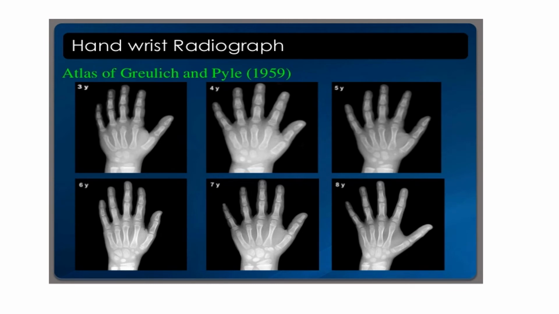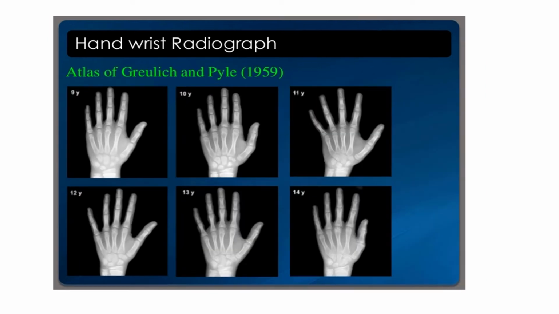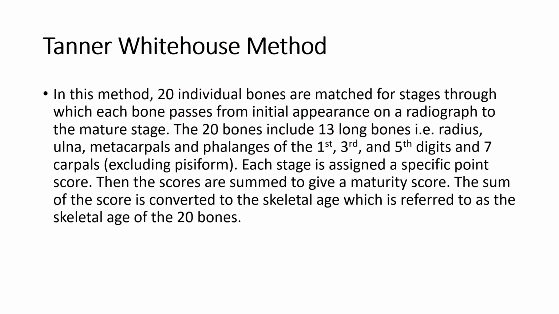You can see how they take the X-rays for the first method, the Greulich and Pyle method. You can see the X-rays which are conducted in different years. Now we are moving to the Tanner-Whitehouse method.